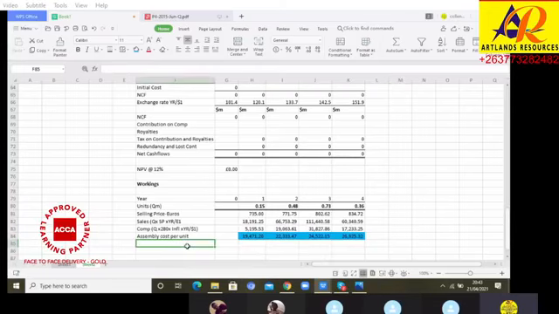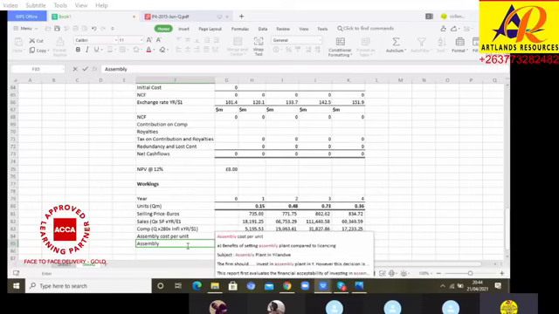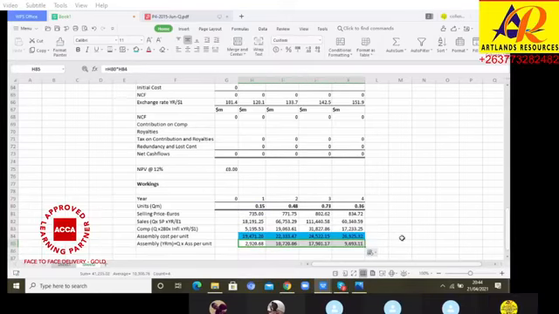I then say assembly in rand millions. How do I get it? I just say equals quantity times assembly per unit. So I just say equals quantity here multiplied by assembly per unit. No wonder I first had to get the assembly per unit. Done. Then I come next.